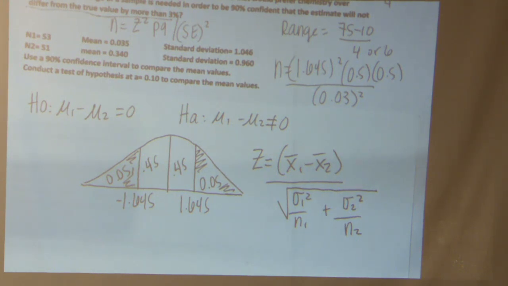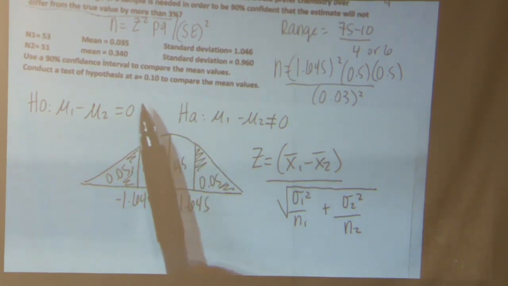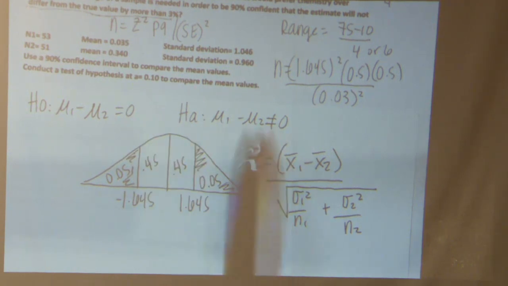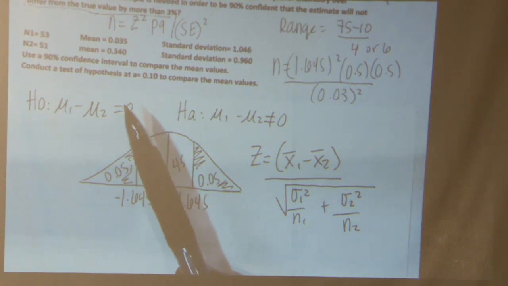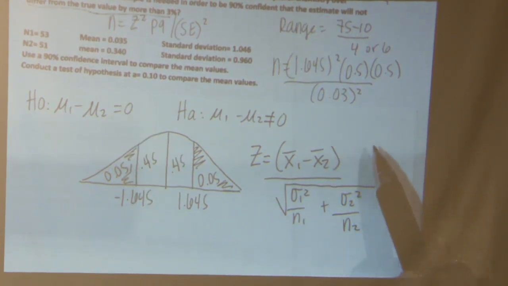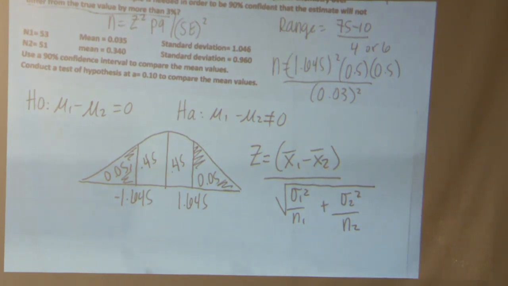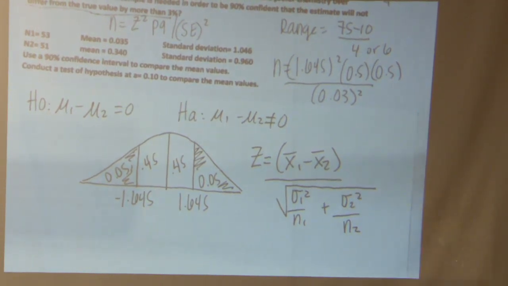Now for these tests, if they were going to have you test that it would be equal to something other than 0, let's say that they said conduct a test of hypothesis to see if mu1 minus mu2 is equal to 4. If that's what they were asking for, we would have to subtract out the value of 4 right here in our formula. But since they're just asking you to compare them, we know that we're just dealing with 0, and so we don't have anything over here.